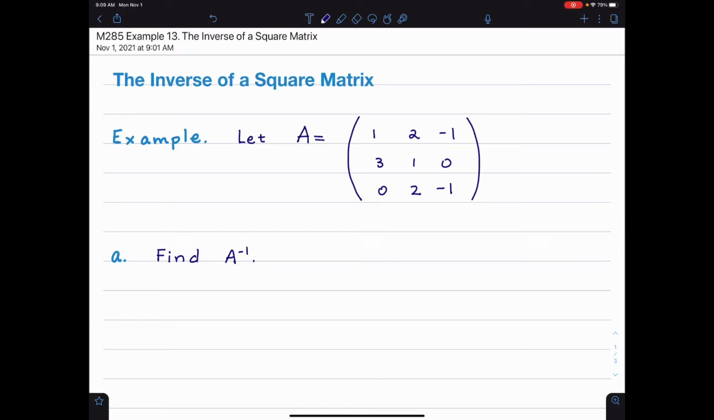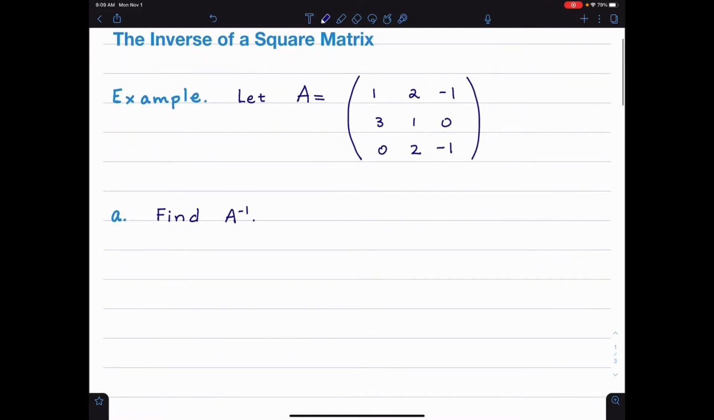Hello, in this video, what we're going to do is find the inverse of a 3 by 3 matrix, and then we're going to use that inverse to solve a matrix equation. Okay, so when the inverse is such that when I multiply A times its inverse, it equals the identity. So when I say find A inverse, I can expand.